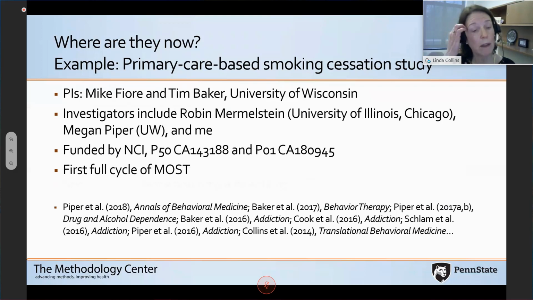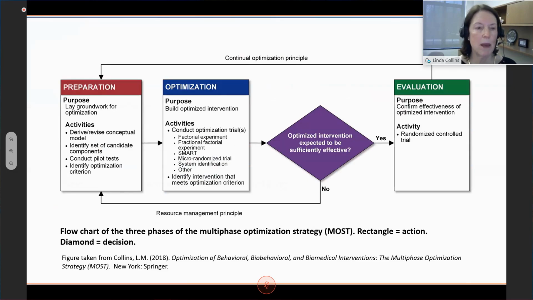This was the first full cycle of MOST, and Mike and Tim were the first people who were really ready to take MOST out for a spin, and I'll always be grateful to them for that, and it's really been amazing working with them over the years. Okay, so this is just to remind us of the phases of MOST: preparation, optimization, and evaluation.